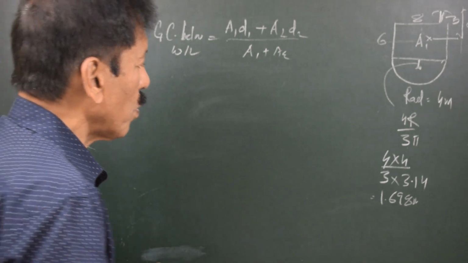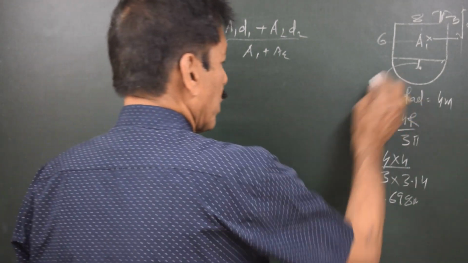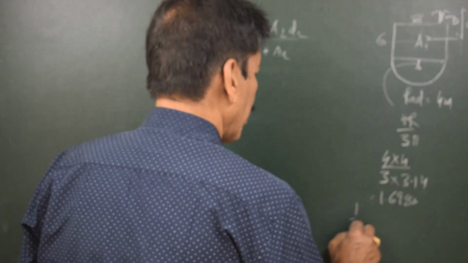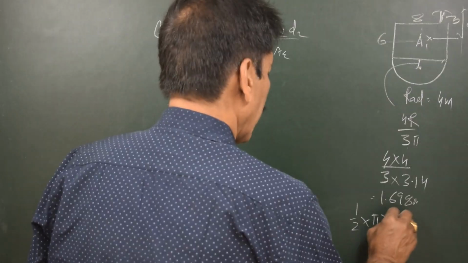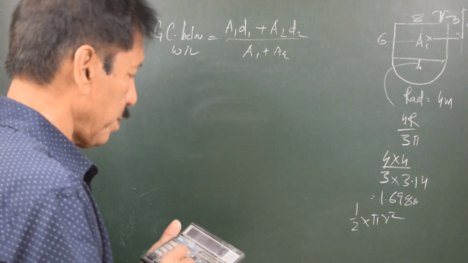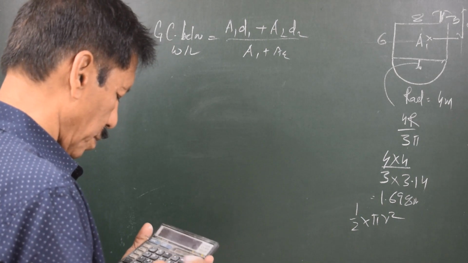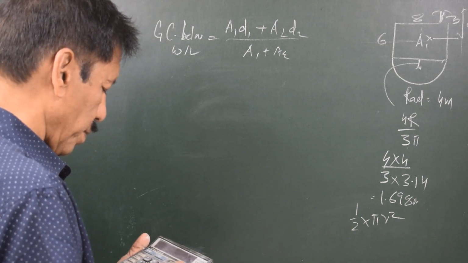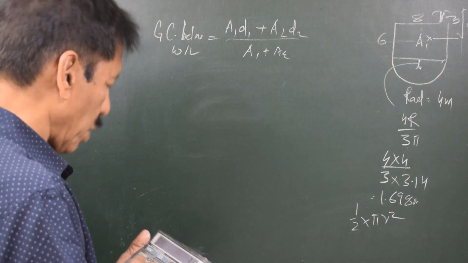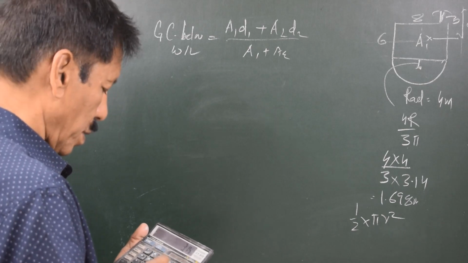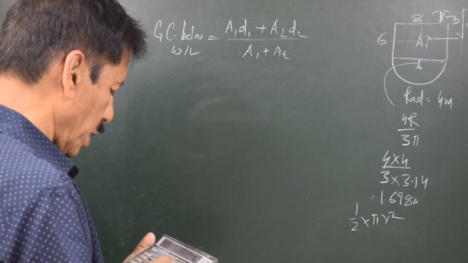Let us also find out the area of the semicircle. That will be half into pi r square. So that is 3.14 into 16.